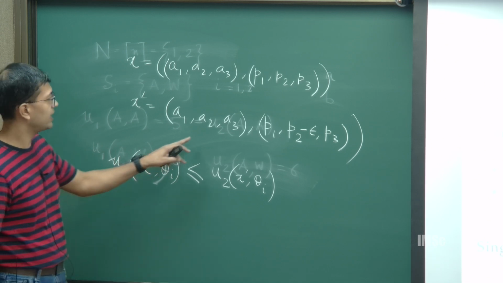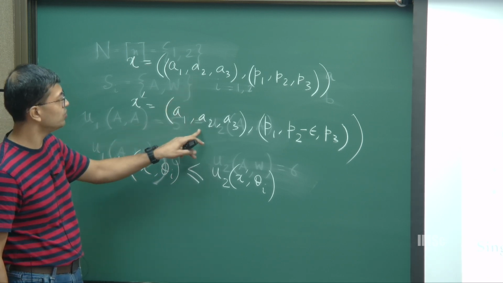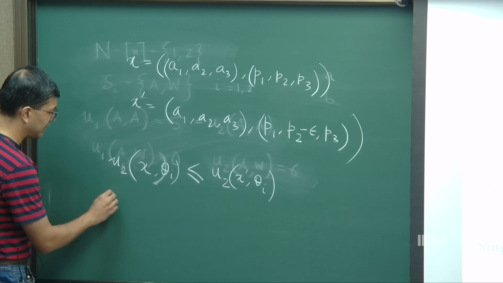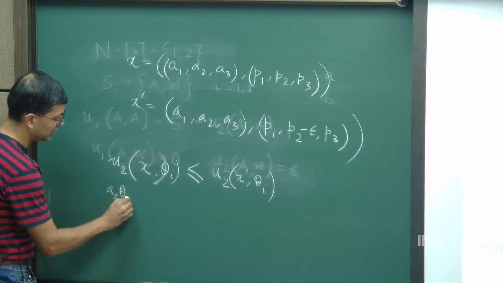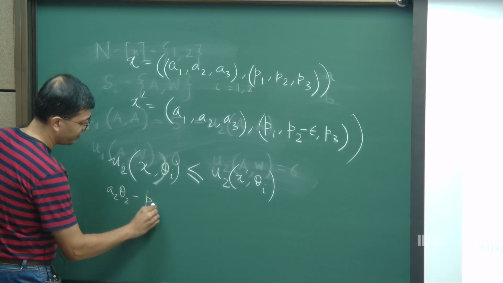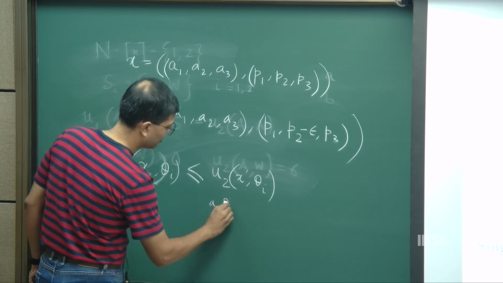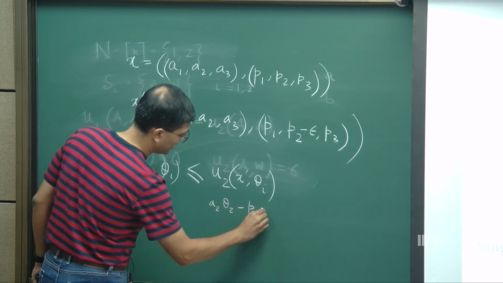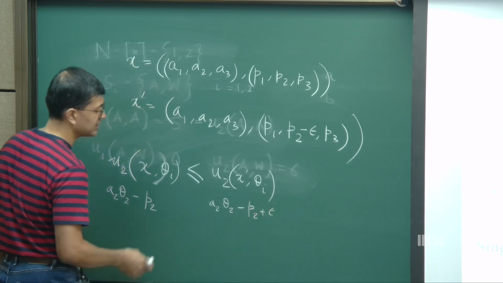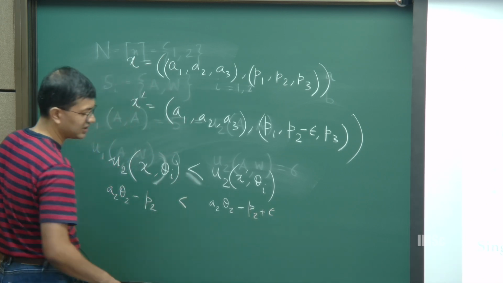But yeah, so you can see that the first part, A2 theta 2, is going to become the same. So in this case A2 theta 2 minus P2, while here it is A2 theta 2 minus P2 minus epsilon, so plus epsilon in this case. Actually this will be a strict inequality in that case if epsilon is positive.